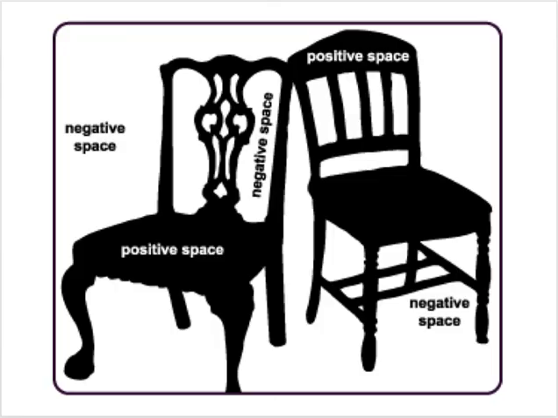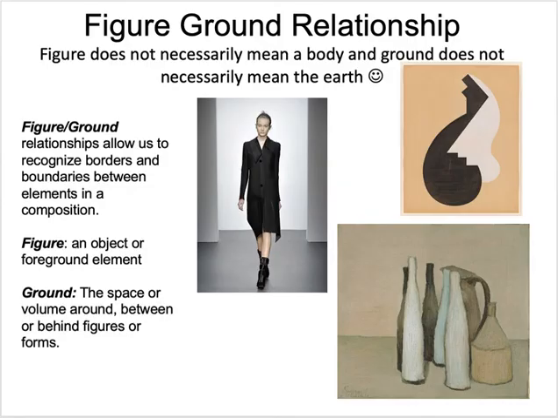Just another illustration that explains this idea through chairs, one of the great subjects that we use to illustrate positive and negative space. Related to the idea of positive and negative space is the concept of the figure-ground relationship. And figure-ground relationship basically allows us to recognize the borders and boundaries between the elements in a composition, right? It's not all just like the same depth of space. There are some things that are foregrounded, there are some things that are in the background, there are some things that are in the middle ground, some things that are more important than others. The figure-ground relationship helps us understand this.